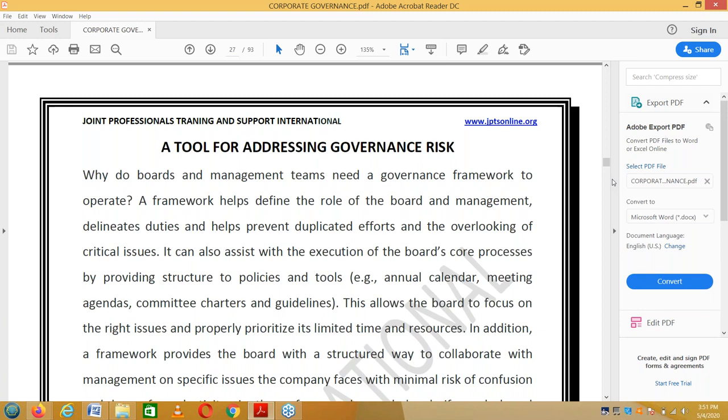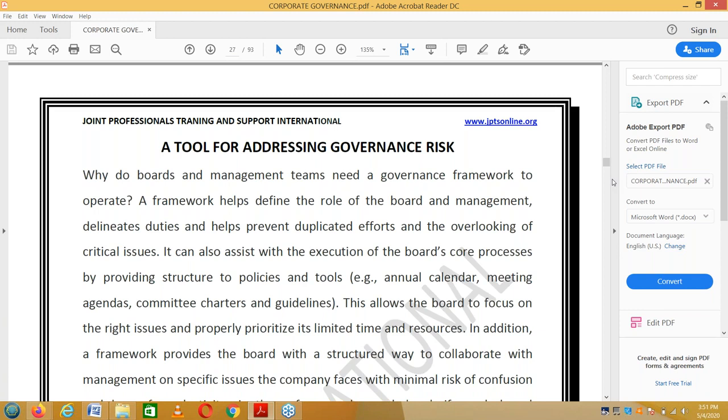Why do boards and management teams need a governance framework to operate? A framework helps define the role of the board and management, delegate duties, and help prevent duplicated effort and the overlooking of critical issues. It can also assist with the execution of the board's core processes by providing structure to policies and tools, that is, tools like annual calendar, meeting agendas, committee charters, and guidelines. This also allows the board to focus on the right issues and properly prioritize its limited time and resources.